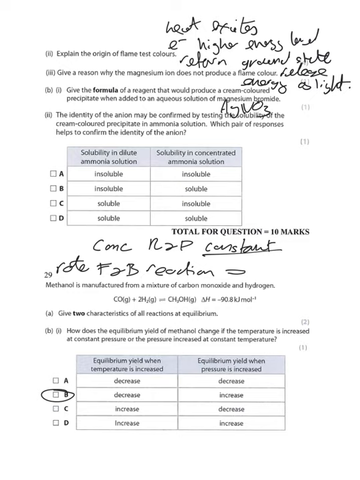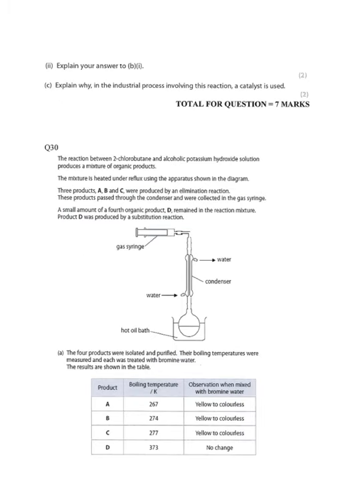Cream coloured, when you add to magnesium bromide, that would be our silver nitrate. And the identity of the anion: soluble in dilute ammonia and concentrated ammonia. Well, if it's a bromide, it should be insoluble in dilute, and in concentrated, it will dissolve. Explaining our answer, that's literally what we've got to do there.